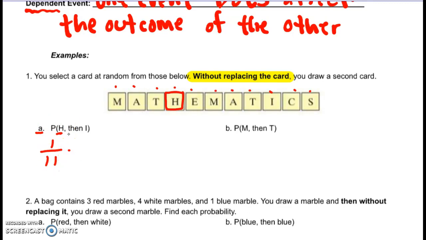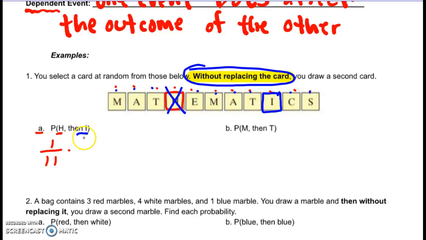We're going to multiply it by the second one, but this time we're about to pull an I, and because of this statement right here, we didn't replace the H. This card no longer is in the mix. So when we go back and count, we now have 10. We're down one card. So out of those 10 cards remaining, only one of them is an I. So this new probability is going to be 1/10. So you see that this denominator goes down by 1 because we aren't putting a card back in the basket. We're going to continue to see that pattern as we go.